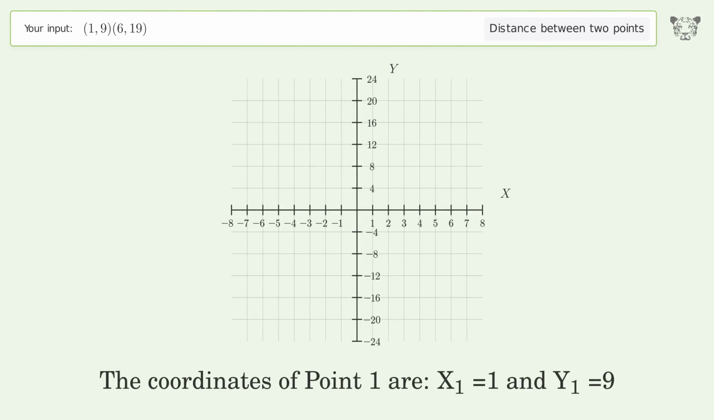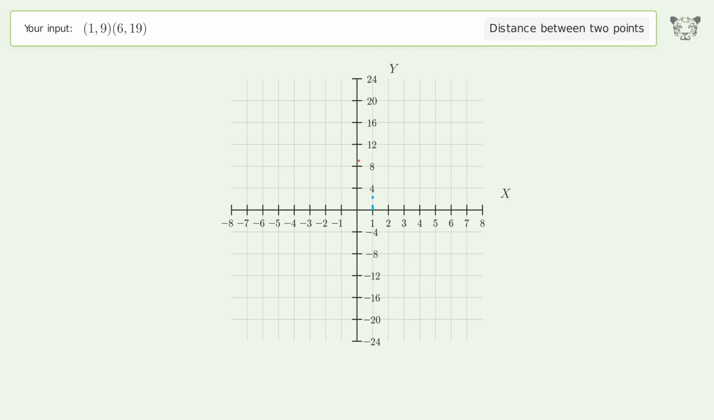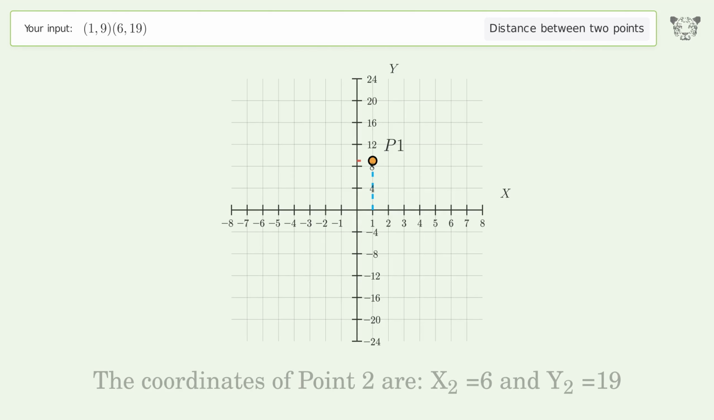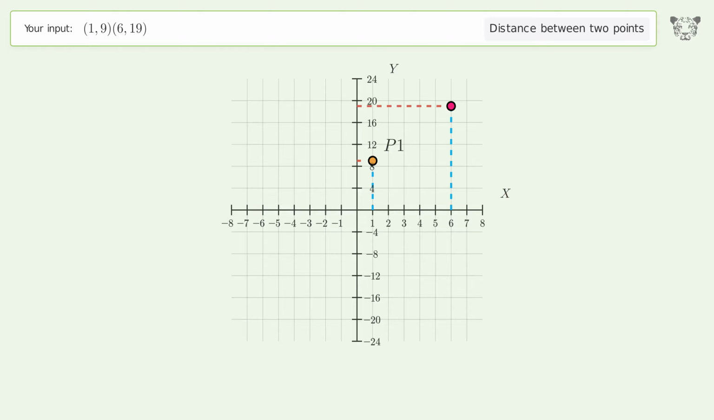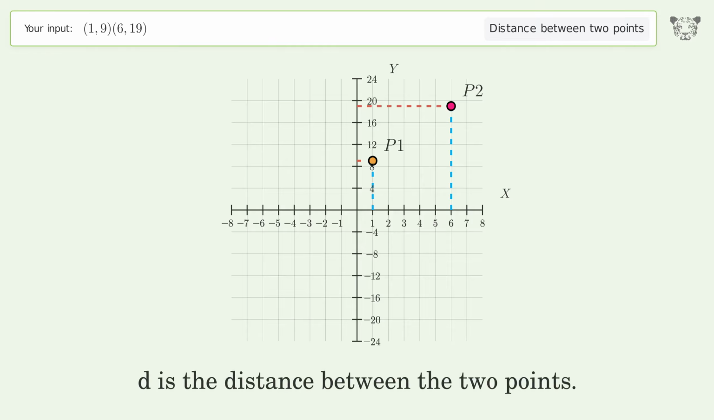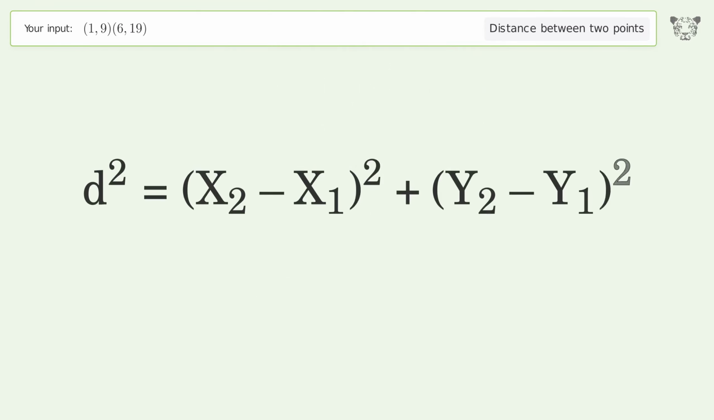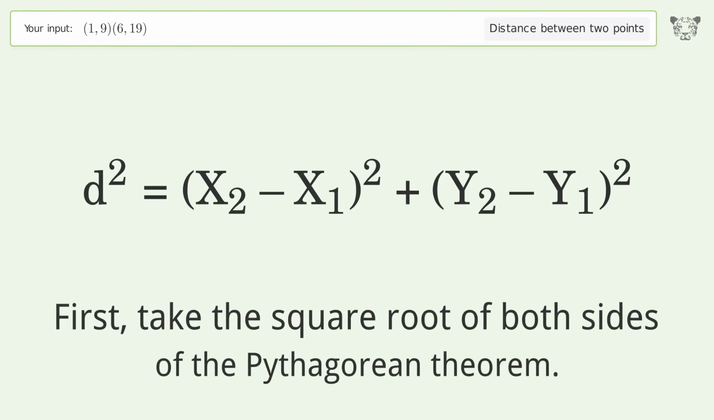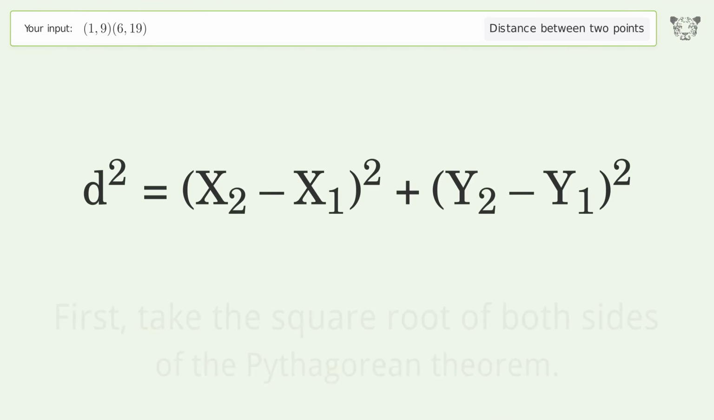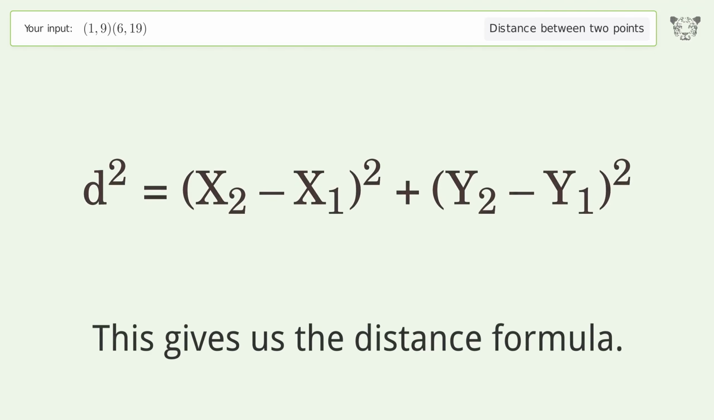The coordinates of point 1 are x1 equals 1 and y1 equals 9. The coordinates of point 2 are x2 equals 6 and y2 equals 19. D is the distance between the 2 points. First, take the square root of both sides of the Pythagorean theorem. This gives us the distance formula.